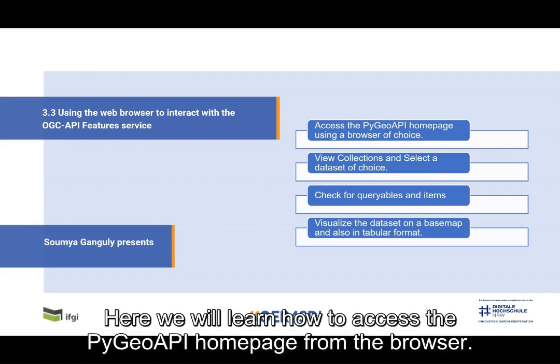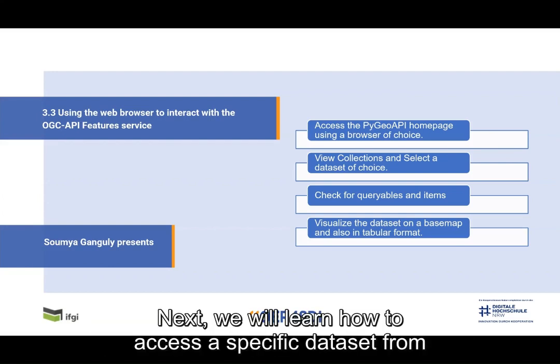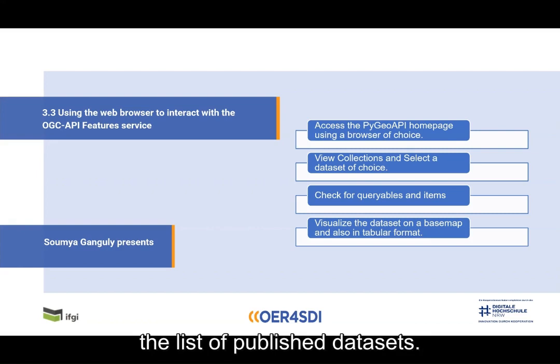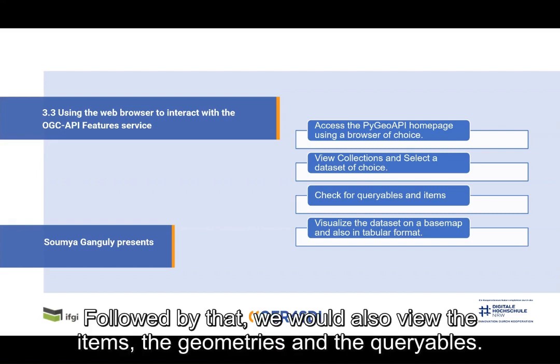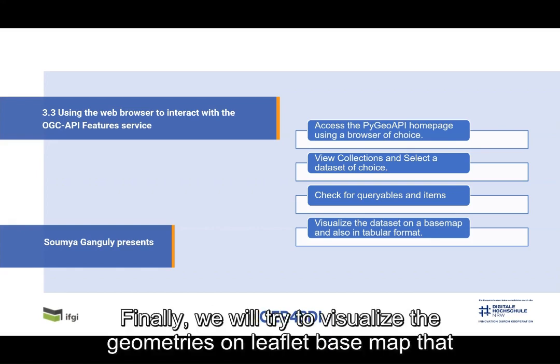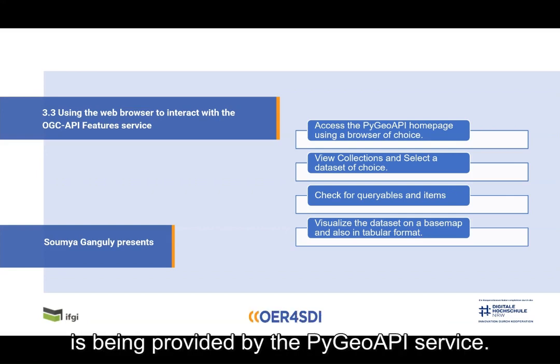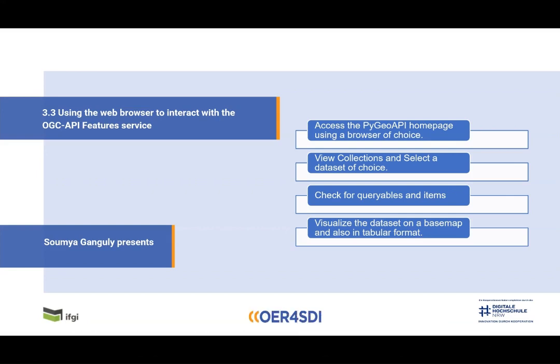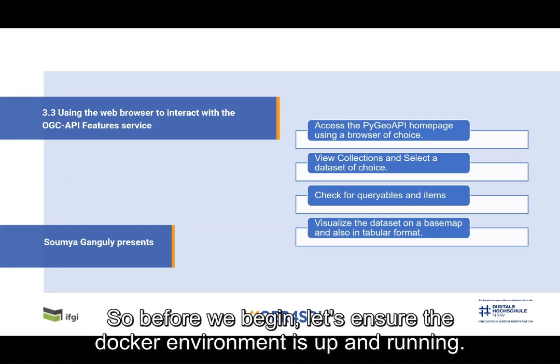Here we will learn how to access the PyGeo API homepage from the browser. Next, we will learn how to access a specific dataset from the list of published datasets. Followed by that, we would also view the items, the geometries, and the queryables. Finally, we will try to visualize the geometries on the leaflet base map that is being provided by the PyGeo API service. So before we begin, let's ensure the Docker environment is up and running.